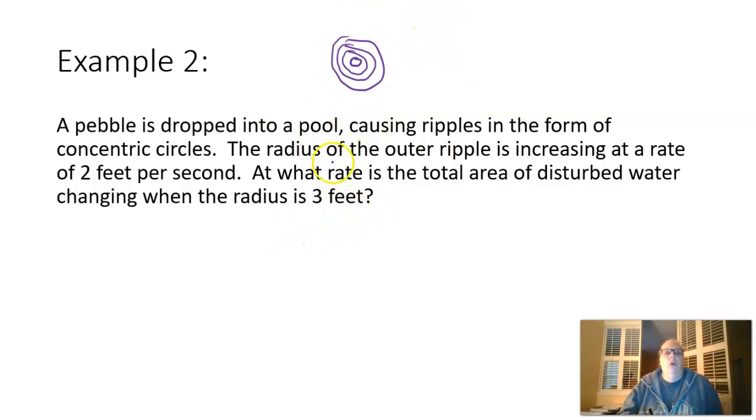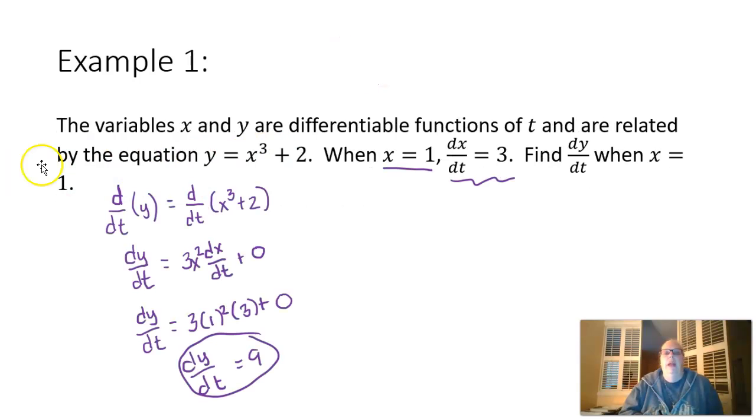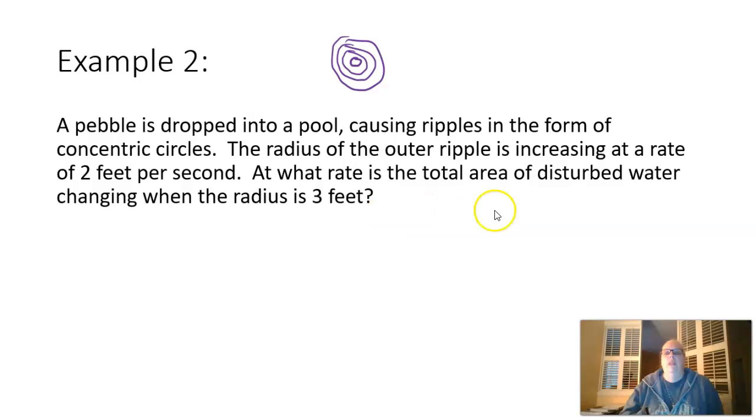Okay, so what we would like to do is take this and make it look like our previous problem in example 1, where we have a rate of change, and we also have an x, and then we're going to try and find the derivative and figure out what the derivative of the area, or dA/dt is, the derivative of the area with respect to time.